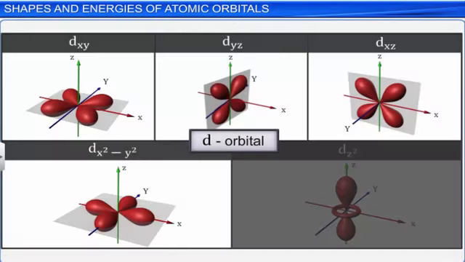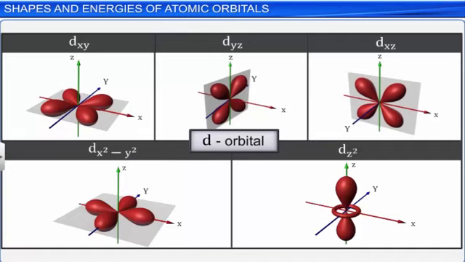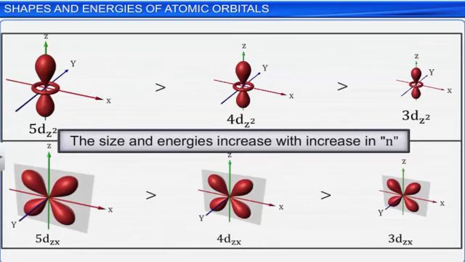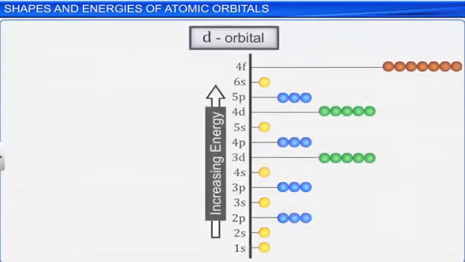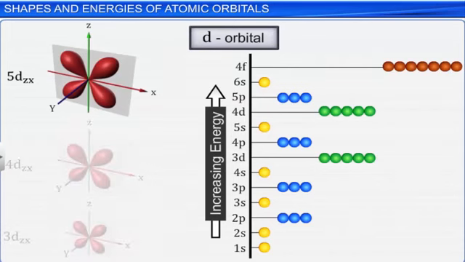Note the similarity in shapes of the first four d orbitals, which are different from the fifth orbital, dz². The shape of dz² is donut shape. All the five d orbitals belonging to a principal shell have the same energies. The size and energies increase with increase in the principal quantum number. For example, the order of the size and energy of various d orbitals is 5d greater than 4d, which in turn is greater than 3d.